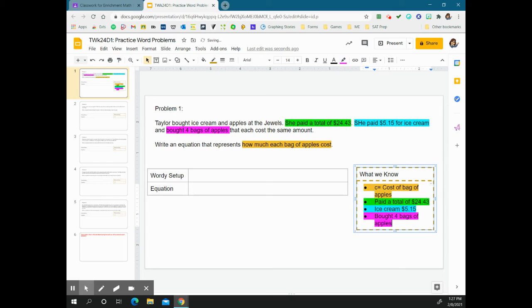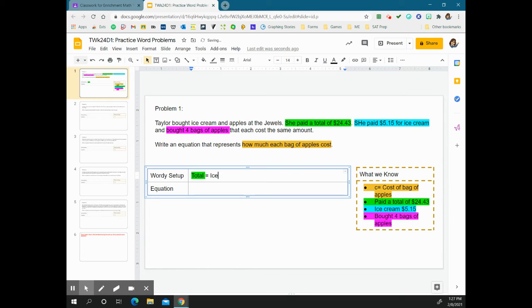All right, so when we do a wordy setup here, you always want to put the total on one side by itself of the equal sign. It can be the left side, it can be the right side. I'm going to switch up between the two. So I'm going to start with saying my total. So we know that she paid a total, and that's what we have written in green. We know that's going to equal, she bought ice cream and apples at Jewel.